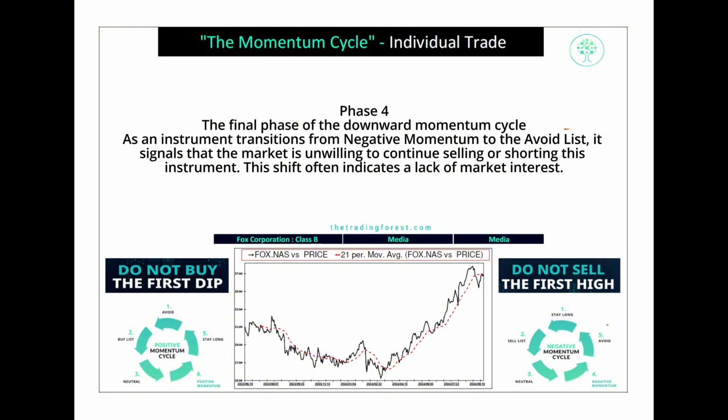Phase 4, the final phase of the downward momentum cycle. As an instrument transitions from negative momentum to the avoid list, it signals that the market is unwilling to continue selling or shorting this instrument. This shift often indicates a lack of market interest.